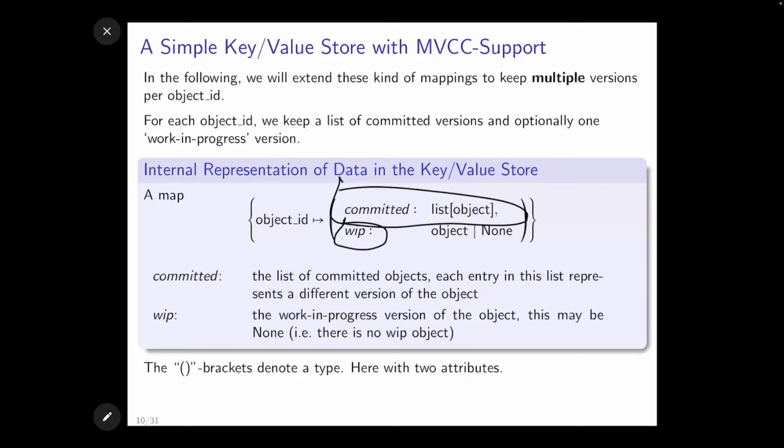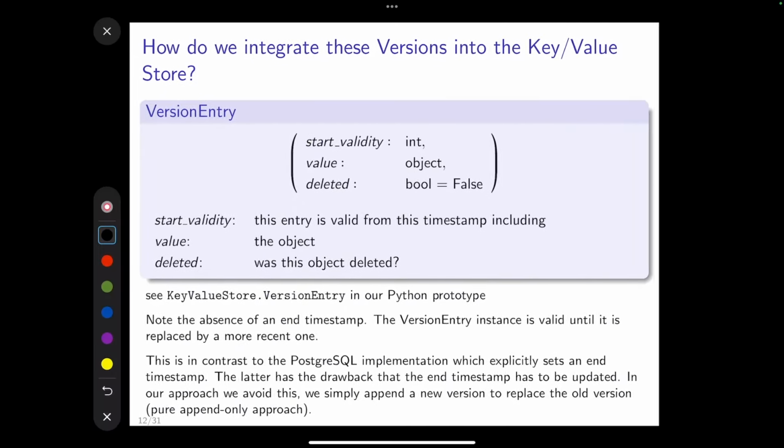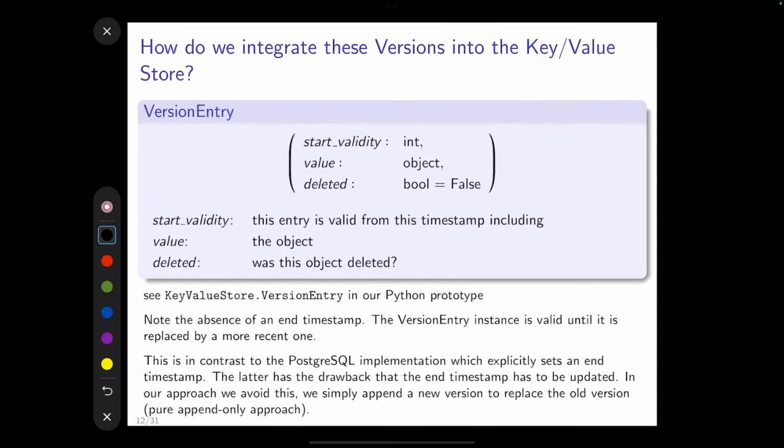That's the basic mapping done in a key value store. We talked about that last week. And we extended that to have these version entries. So we have a start validity. So for each entry, we need to know starting from which point in time is it valid. There's no end point in time. There's just a start point in time. And that's the start validity here. Then there is the actual object. That's the value. And then there's a flag whether this entry was deleted.